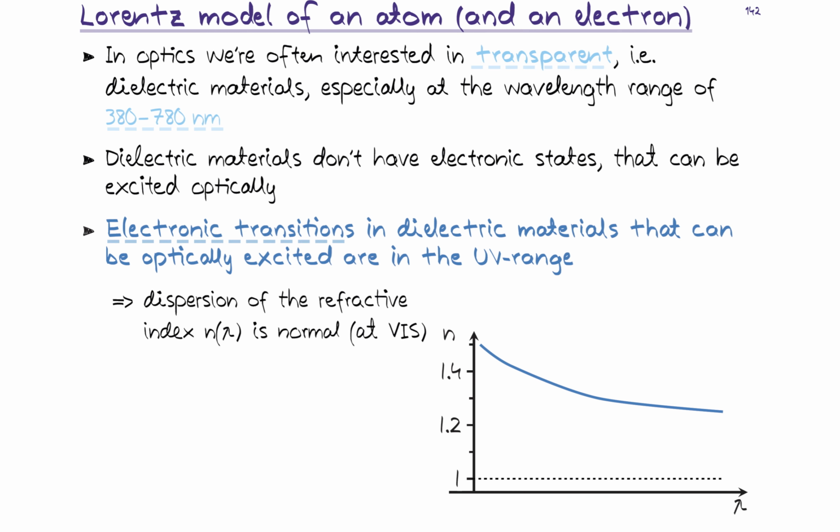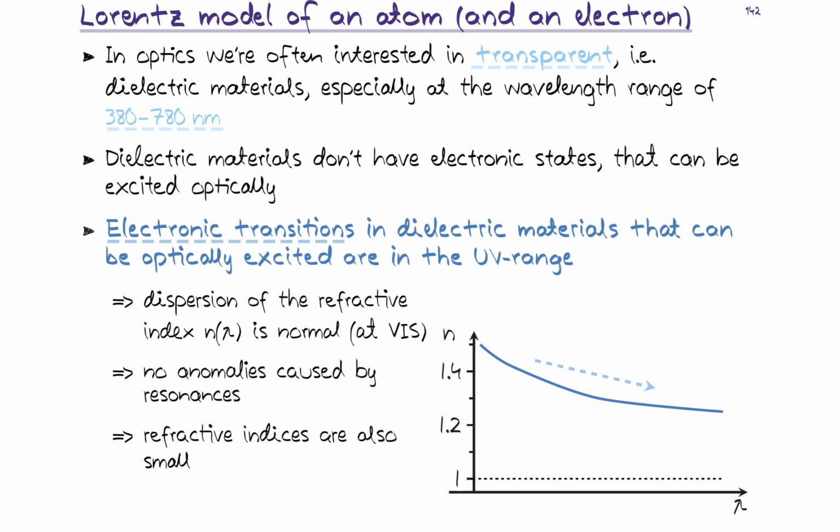So dispersion of the refractive index is normal at the visible regime, and this is a good rule of thumb for dielectric materials. There are essentially no anomalies caused by resonances, so no anomalous dispersion takes place, and the refractive indices are also quite small, somewhere between unity and 2, and this is quite different from the refractive indices of semiconductors that range between 2 and 4. And this is what I wanted to say.